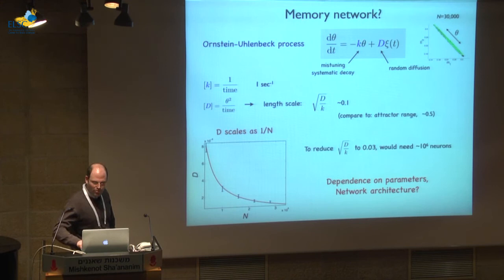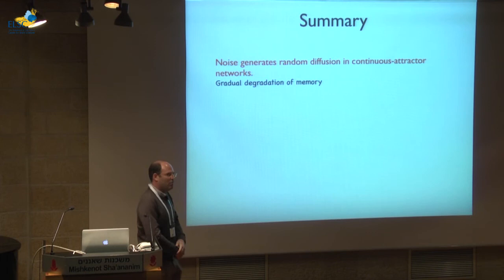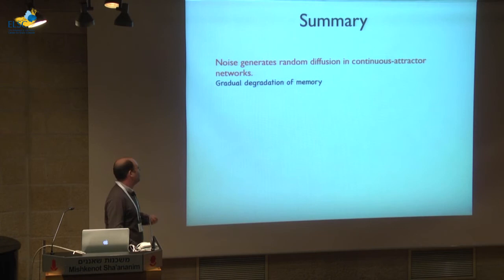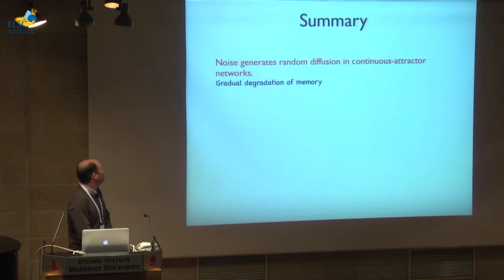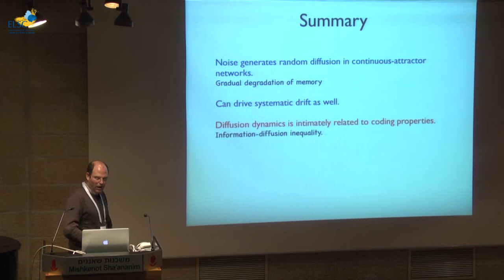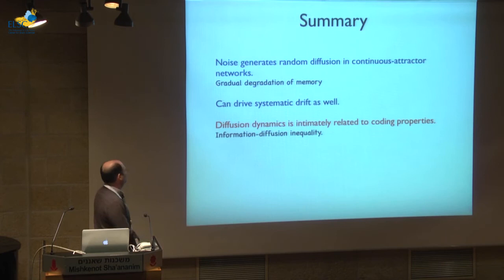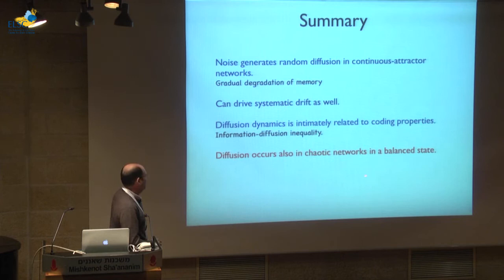So I just want to summarize the main points that I talked about. I've shown you that in continuous attractor networks, which are noisy, noise generates random diffusion within the attractor. For Poisson neurons, we can calculate the magnitude of this diffusion, and this causes gradual degradation of the memory. Noise can also drive systematic drift in these types of networks. There is a deep relationship between this loss of memory due to diffusion and the coding properties of the neurons in the network. The reason for this is that the network, in a sense, needs to read its own states from the spikes in order to maintain the memory. And finally, I showed you that this kind of diffusion also occurs in networks in which the noise comes from chaotic dynamics in a balanced state. And I'll end here.